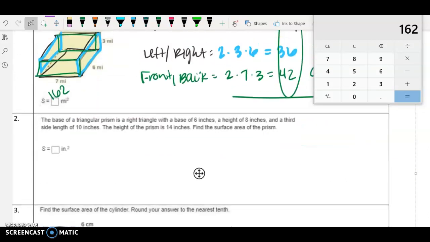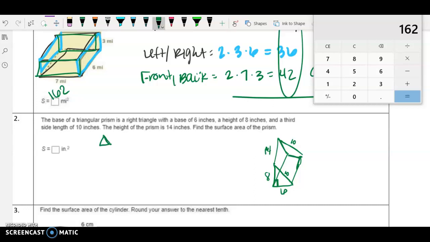All right, so number 2, the base of a triangular prism is a right triangle. So we have a triangle, and the base of the triangle is 6, and the height is 8, because this is a right triangle. And then remember, this goes up, and so we have something that looks like this. And the third side length is 10, so this is 10 on this side, which means it's 10 up here. The height of the prism is 14. So now we need to find the surface area.